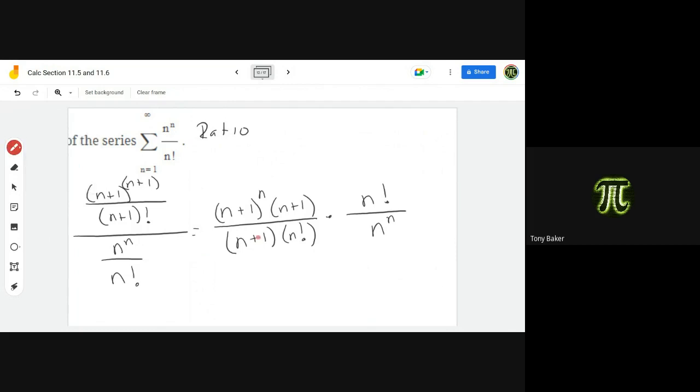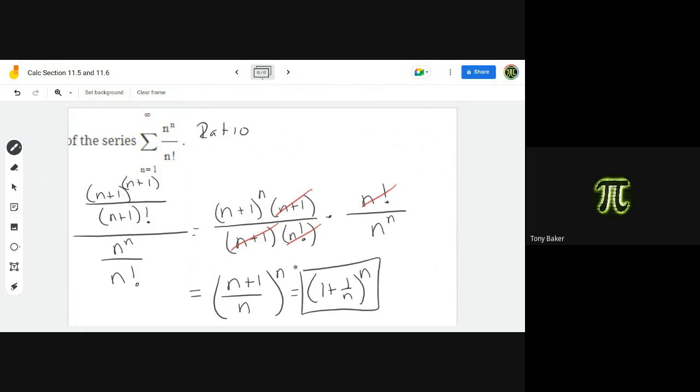we can cancel things out. So I can cancel out those two, and I can cancel out those two. And I'm left with (n plus 1) over n, to the nth power, or (1 plus 1 over n) to the nth power. So the question is, what does that go to as the limit goes to infinity?